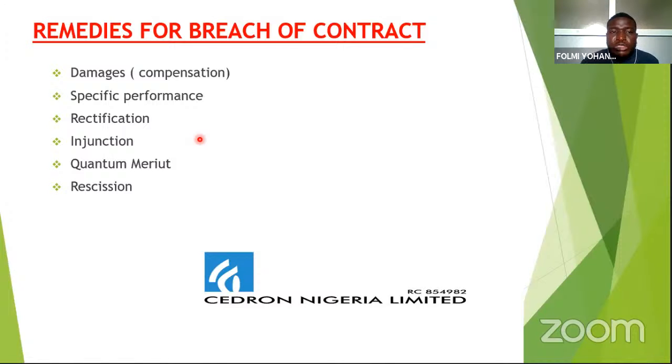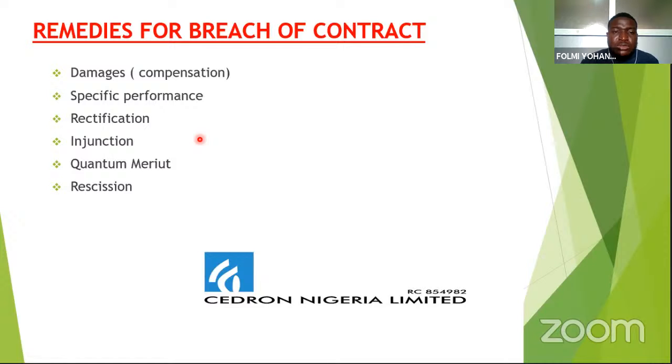Then we have what we call injunction. Injunction is just restraining a party from doing something. They're asking the court to restrain another person from doing something. But injunction, depending on the circumstances of the case, can be a mandatory injunction. Sometimes it can be you asking the court to make somebody do something. So that's why I said injunction can be mandatory depending on the circumstances of the case.